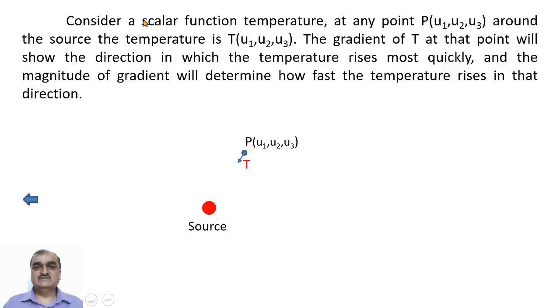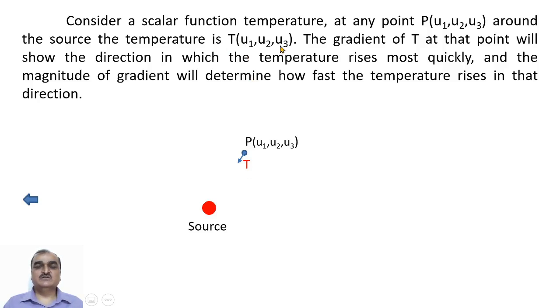The first example, consider a scalar function temperature. Temperature is a scalar function. Then at any point P having coordinates u1, u2, u3, around the source of temperature. Let this be the source of temperature. Then near the source the temperature is high, and as we go away from the source, temperature decreases. Let at point P the temperature is T.